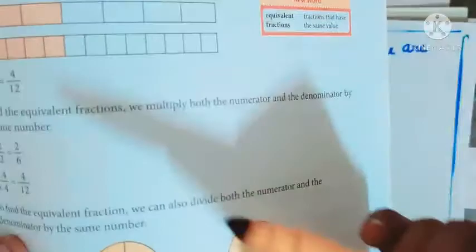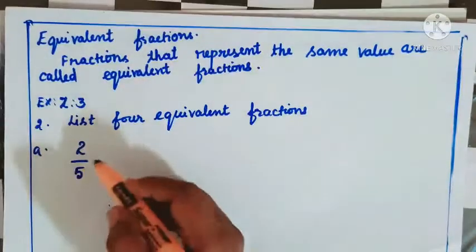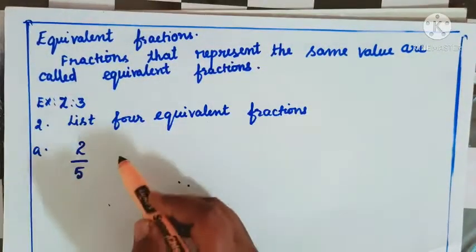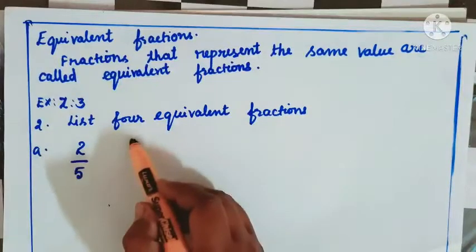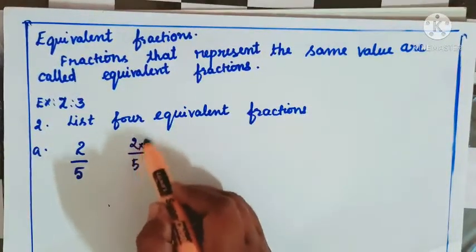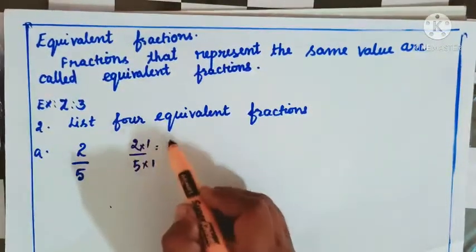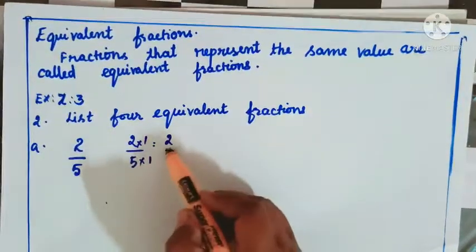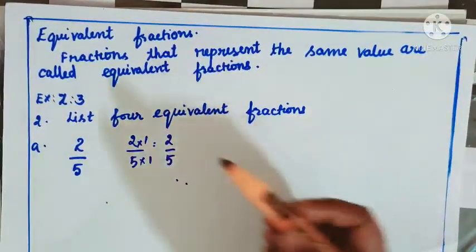Likewise, I have to multiply and get your answers. So how will I do it? First, 2 by 5, isn't it? First step, what I will do is 2 by 5 into 1 into 1. What I get? 2 ones are 2, 5 ones are 5. First step finished.